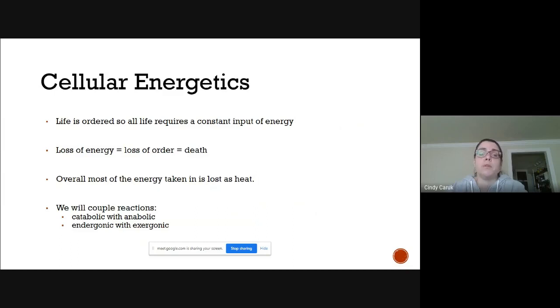So we have these coupled reactions. If I break something down, that's catabolic, and some of the energy from that is usually used to build something, anabolic. But again, most is lost as heat. Or an exergonic reaction is going to break something down, and then we use that energy to run an endergonic reaction. Okay.